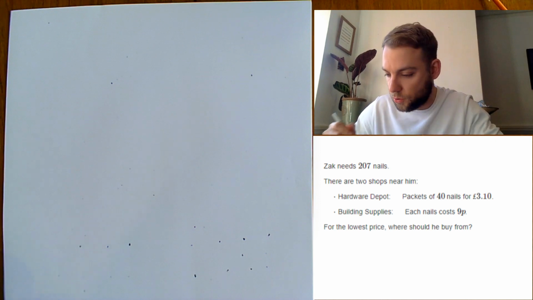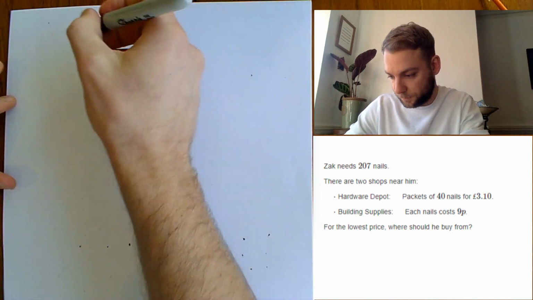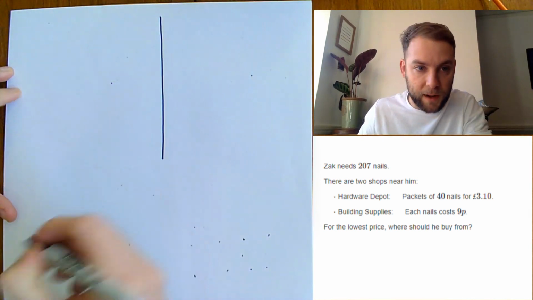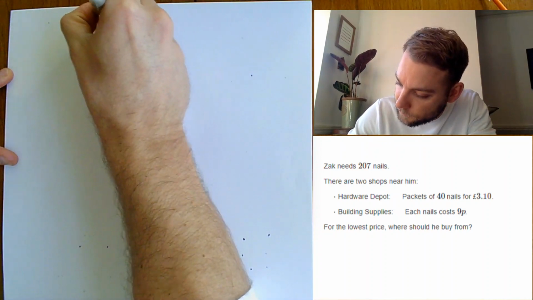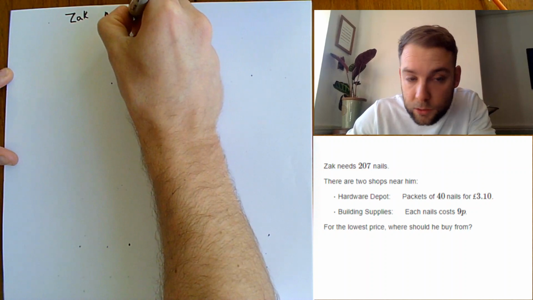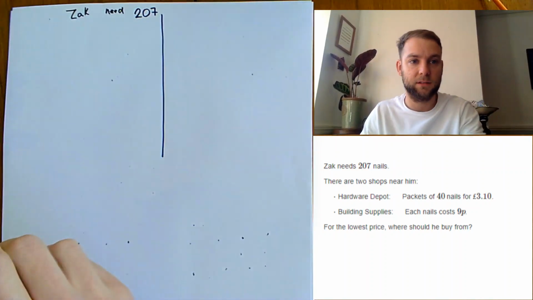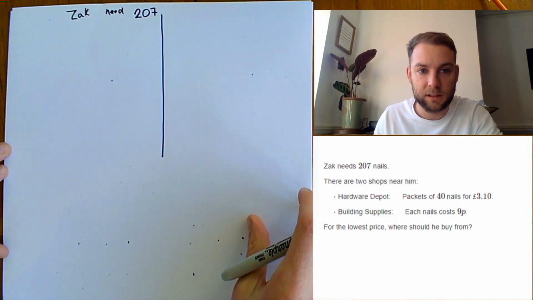So we've got 2 stores here. Remember to get this down. Remember, the only way to learn maths is to do it. So Zach needs 207 nails. Okay, that's how much he needs.